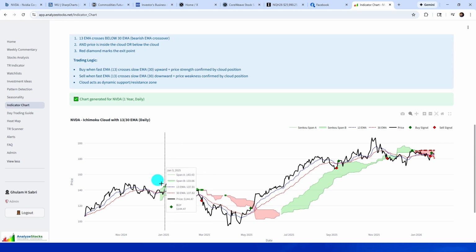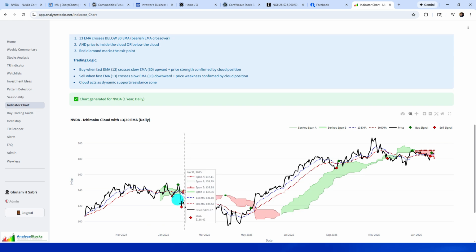These green triangles, or green diamonds, are the buy signals. If you decide to buy here, look at the run. Maybe this point failed, and this point was not very successful. But the idea is, if a stock is trading above this cloud and it gives you a green signal, then that's the time to go for it.